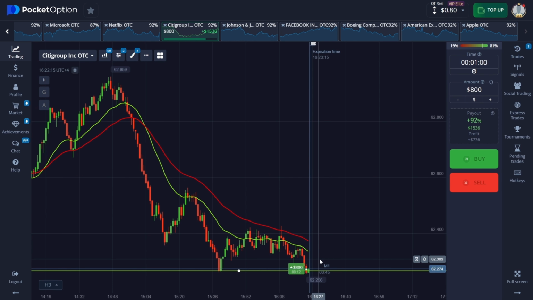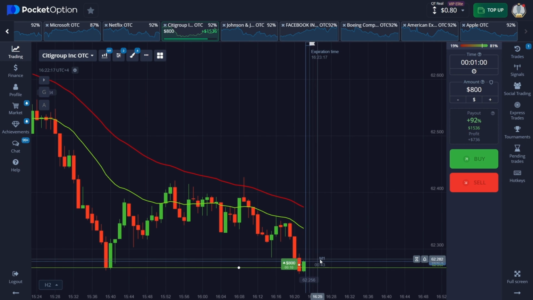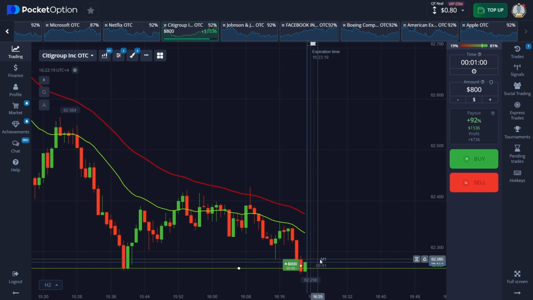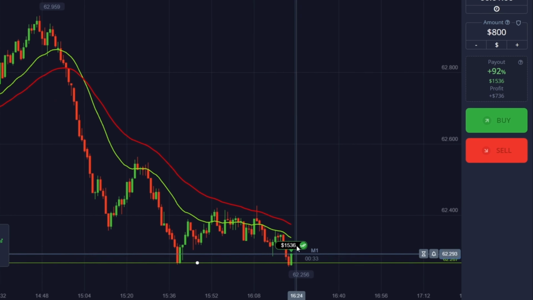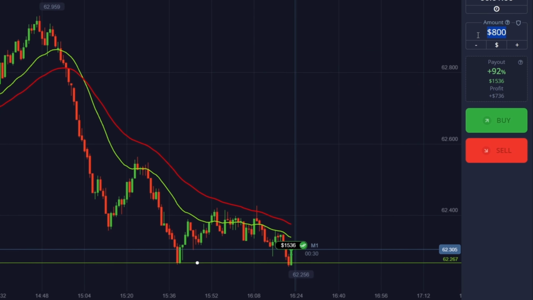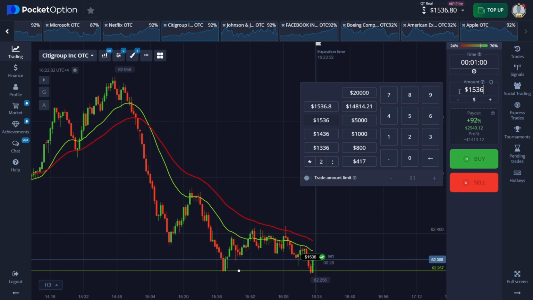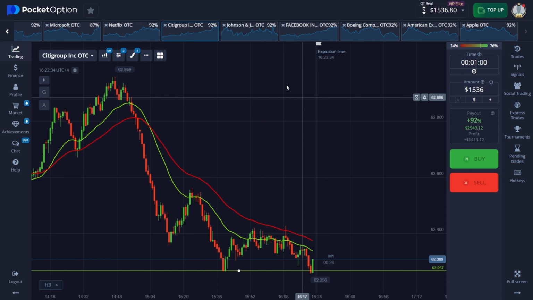It looks like a risky trade because I'm trading against the trend. But let's see, still a few seconds left, and now the trade is going in our favor. Yes, we won another trade. Now my balance turns into $1,536. Let's find another trade on the OTC market.